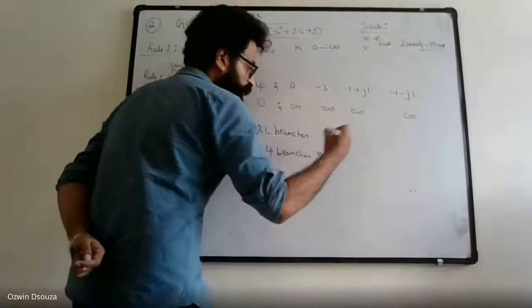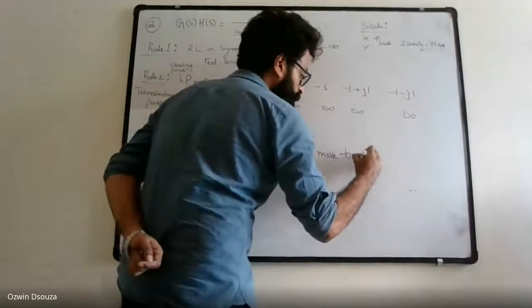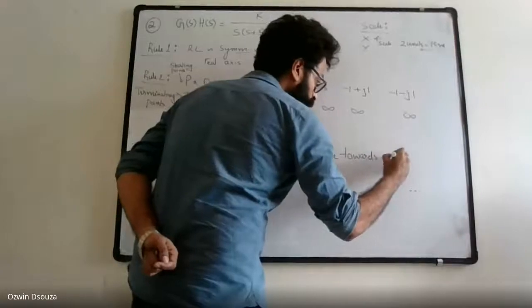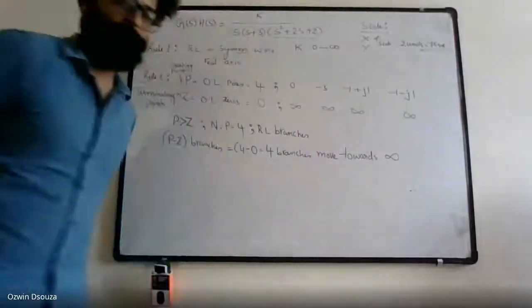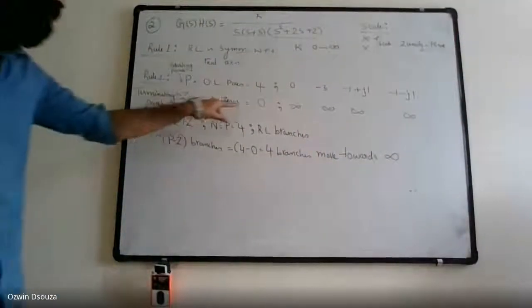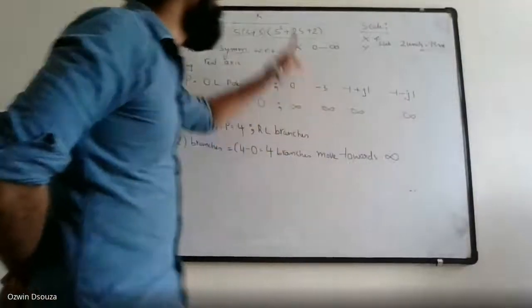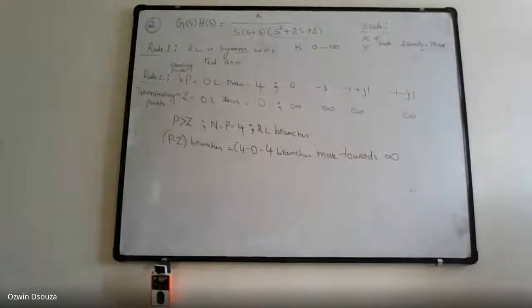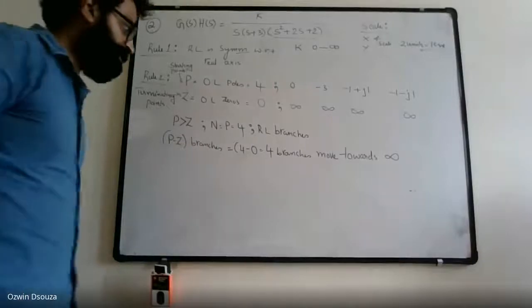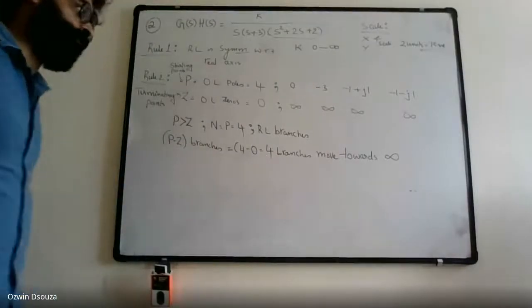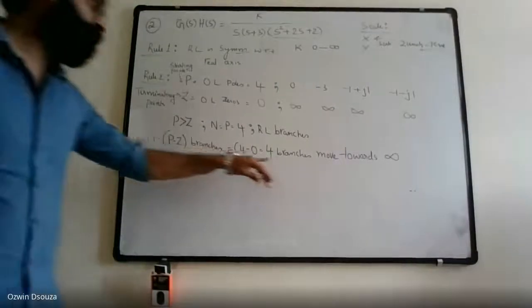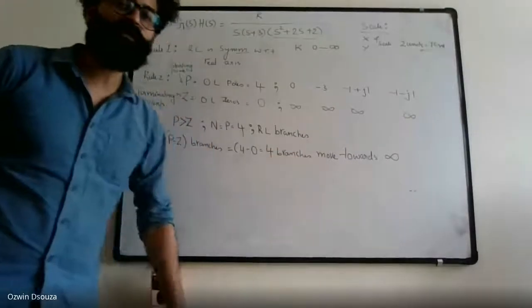move towards infinity. Since you don't have any finite zeros in your transfer function, P minus Z branches, that is 4 minus 0 is 4. You can say that all the 4 branches are moving towards infinity.